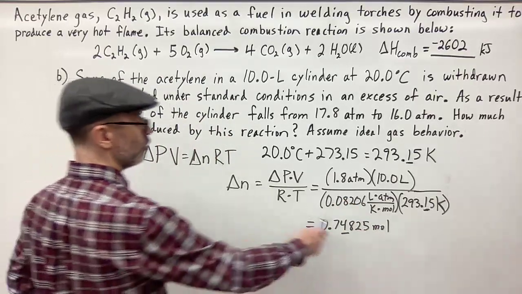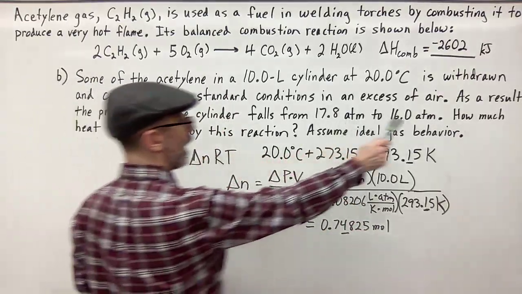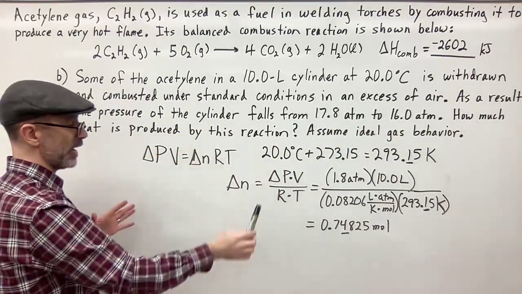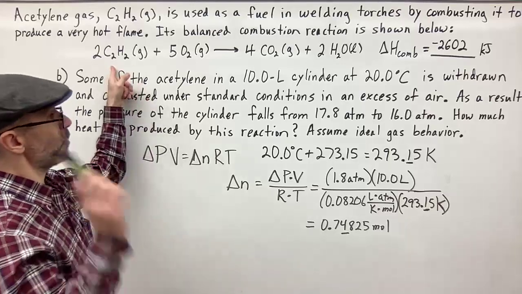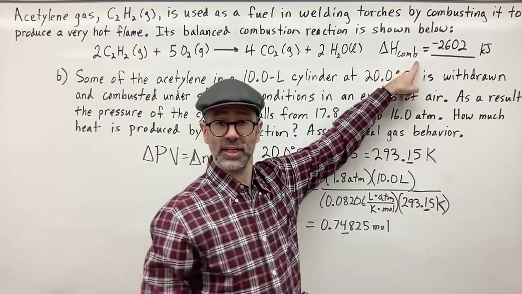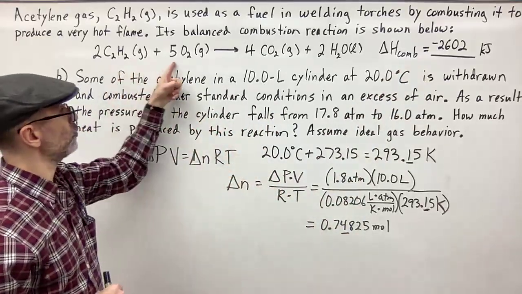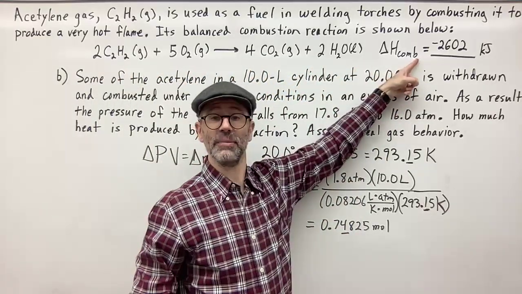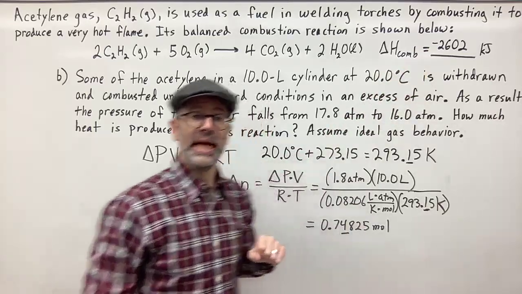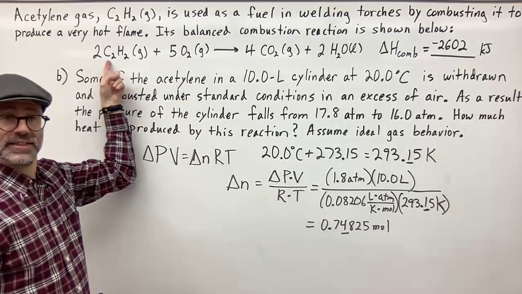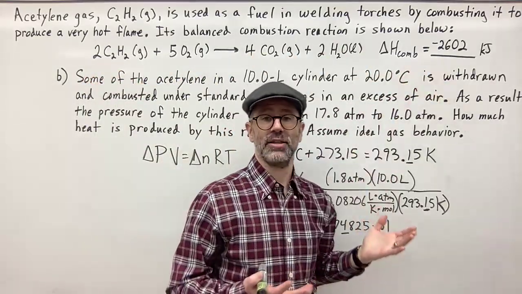Okay, now they want to know how much heat is produced by this reaction using these moles. Now, I have the balanced equation from part A. I know the heat of combustion, and so now I can use the relationship between the moles of the substances and the amount of energy produced, the amount of heat produced. And so here I have 2 moles of acetylene produces this amount of heat. So I can use that as a conversion factor.